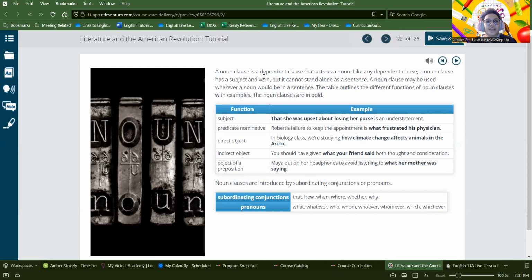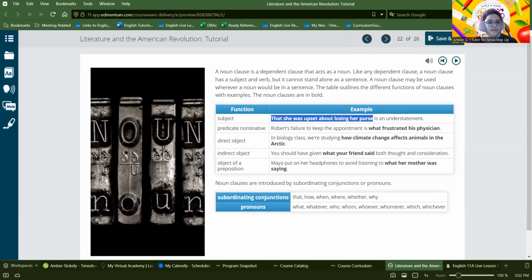So they give you examples of a noun clause. So noun clause is a dependent clause. So it's like a piece of a sentence that's not a whole sentence that can act as a noun. So a noun is a person, place, or thing. So it's basically when you have part of a sentence that describes a noun, but it's not a full sentence. So they give you a couple of examples here. I'll go through the first example, right? So it says here, that she was upset about losing her purse is an understatement.